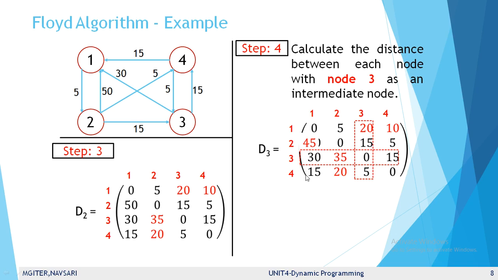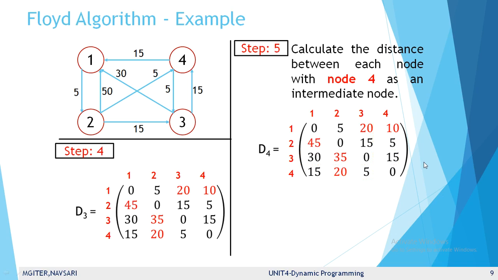So no need to change. Now for node 4. 4 to 1 is given 15. Now but intermediate vertex 3 we check it. 4 to 3 is given 5, and 3 to 1 is 30. So 5 plus 30 is 35. 35 is greater than 15. So no need to change.